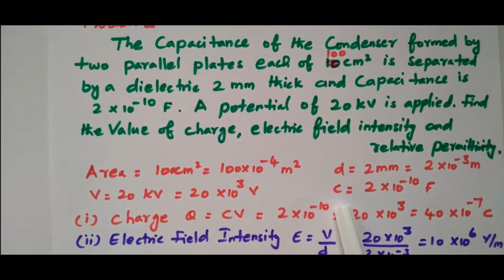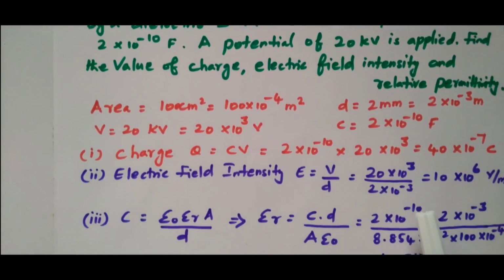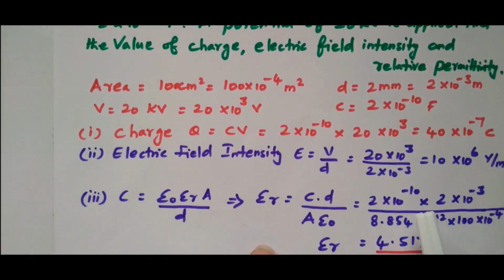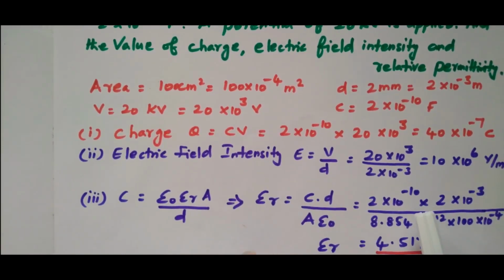The capacitance value is also given, C equal to 2 into 10 to the power minus 10 farad, right? So these are all the given data. From that we can find the values one by one. First we'll find the charge.